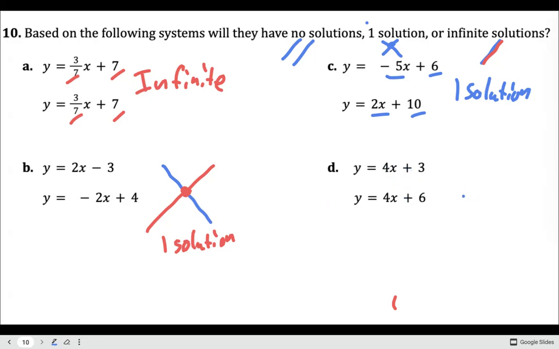So 4x plus 3, that's a line that starts at 3 and goes up 4 over 1. The second line starts at 6 and it goes at the exact same rate. They are parallel. They never cross. They're not part of the system. Man, there's no solution.